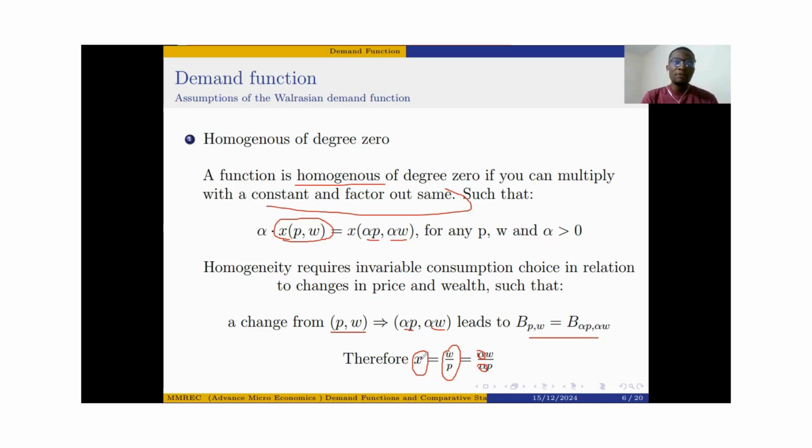That's the understanding of the homogeneity rule, suggesting that when you are able to multiply through a function by a constant and factor out the same, then that function is said to be homogeneous of degree 0. Now, that's an assumption that has to hold for the Walrasian demand function.